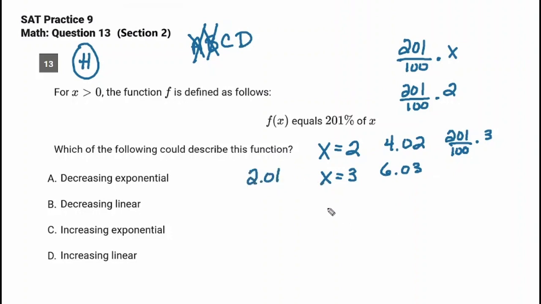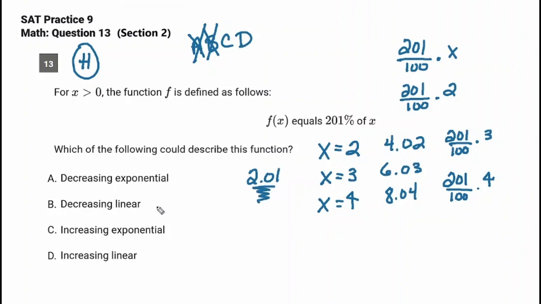Now what should you do? Well, you should plug in the next number, 4. Plug in 4, 201% of 4. More calculator math. And when you do that, you're going to get 8.04. Okay, what's the change? Again, subtraction. 8.04 minus 6.03. The change is 2.01 again.